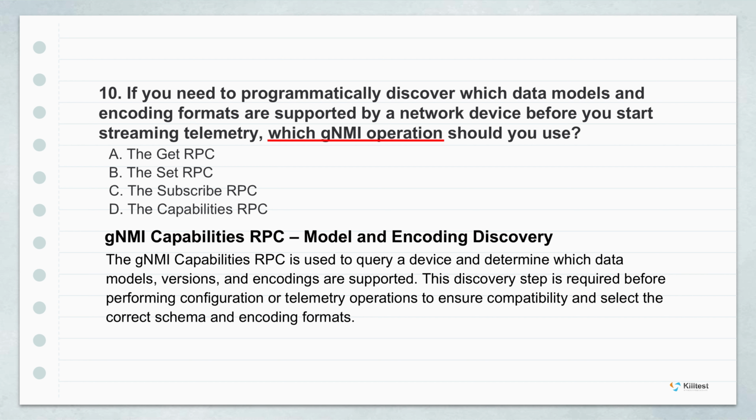By calling the capabilities RPC, your client system can discover the full range of supported Yang models, versions, and data encodings. This ensures you only request data the device is capable of providing, preventing interface failures, and making sure that complex gNMI operations like get, set, or subscribe work reliably the first time.